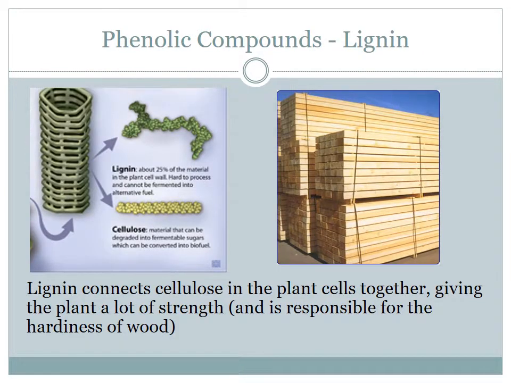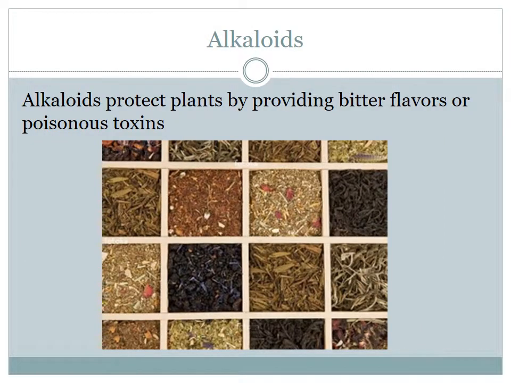Another type of phenolic compounds, the lignin. They give wood its strength. Then you got alkaloids. We're all done with phenolics, we're into alkaloids. Have you guys seen these things before? These provide bitter flavors or poisonous toxins. Do you guys know what these things are? Have you seen that before?